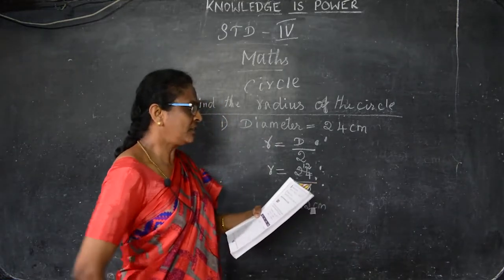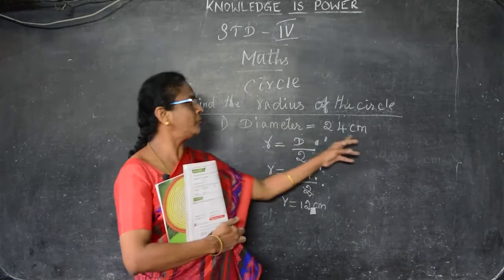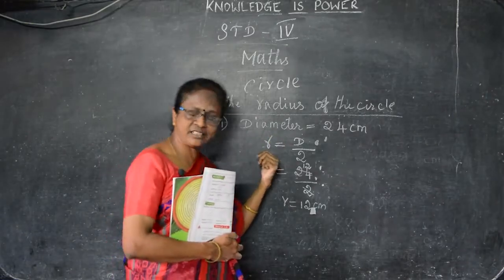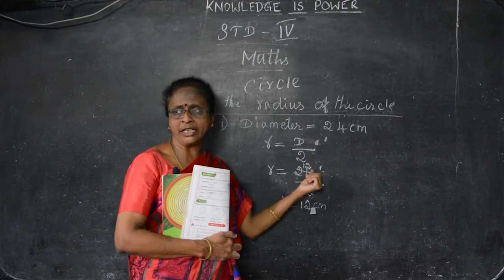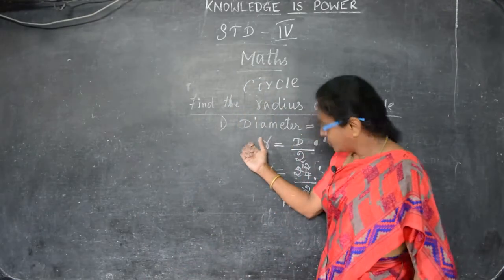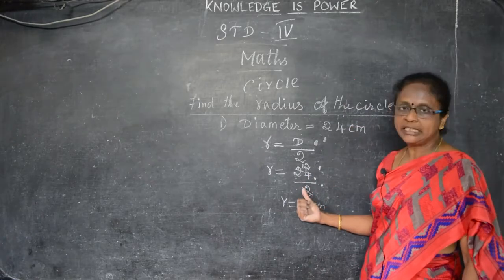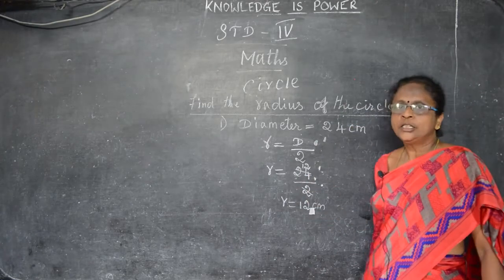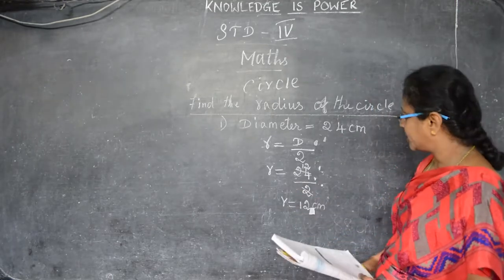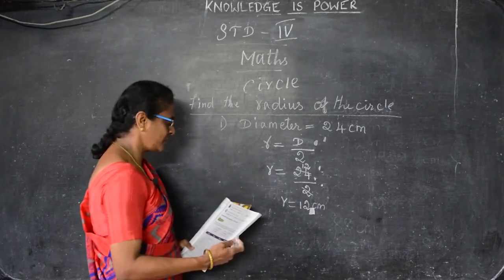Can you understand, children? Diameter is 24 centimeter, and we have to find the radius. When finding the radius, it is d by 2. d means diameter. Diameter by 2. This diameter is 24 they had given, and here 12 by 2 they had given. So 2 twelves are 24. So that is equal to 12 centimeter. Now the next sum. Shall we do the next one?